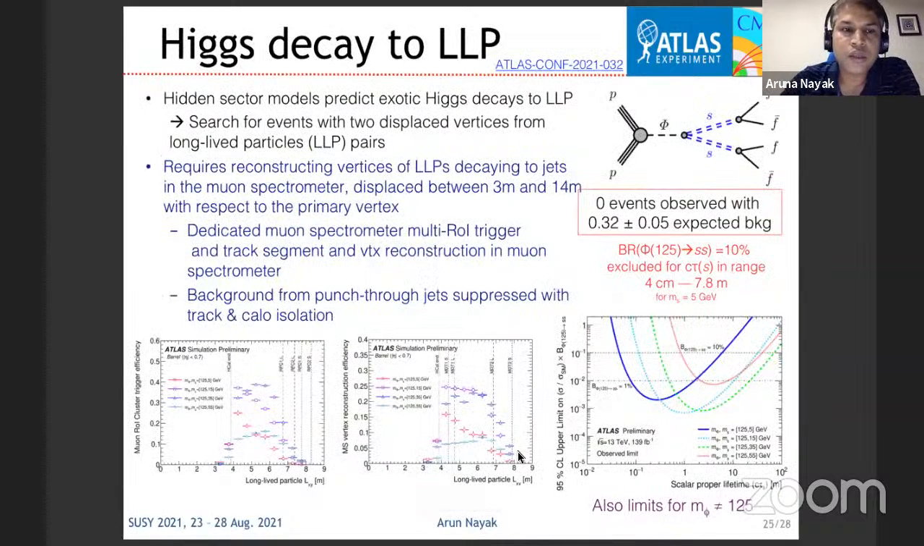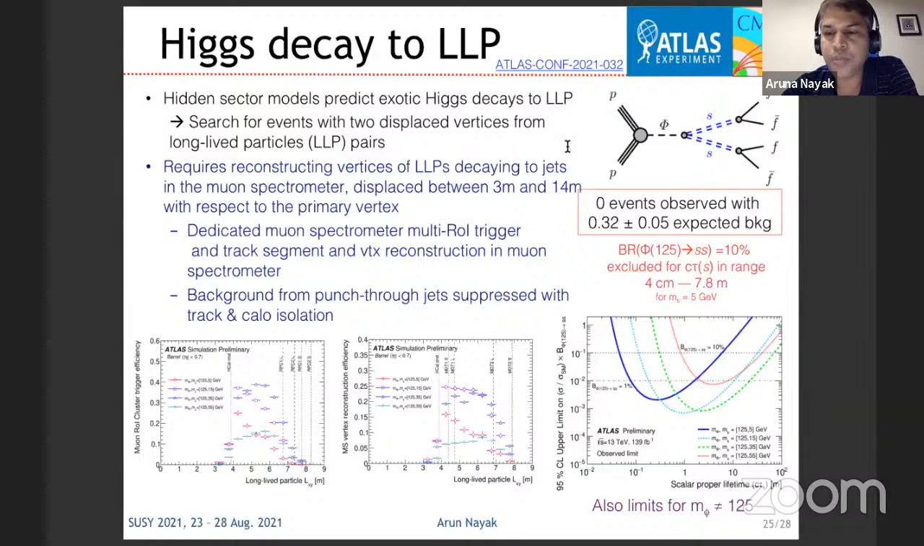Another search is for the Higgs decaying to long-lived particles. This search is motivated by hidden sector models, which predict exotic Higgs decays to long-lived particles. For example, this phi can be a standard model-like Higgs boson or a lighter or heavier Higgs boson, which decays to two long-lived scalars, and then they decay to 4 fermions. In this case, it's taken as jets.